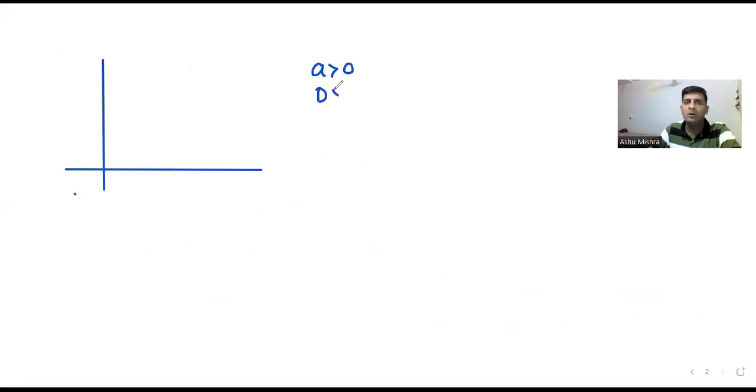Now, based on D, see here: if the value of a is more than 0 and D is also more than 0, then our curve cuts the x-axis at 2 points, because this is the x-axis and this is the graph of the quadratic equation f(x). That means there are two distinct roots. So this one is beta and this is your alpha.